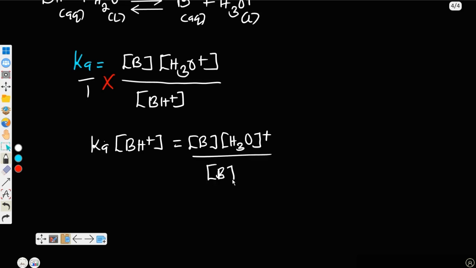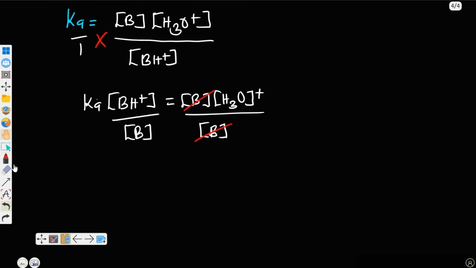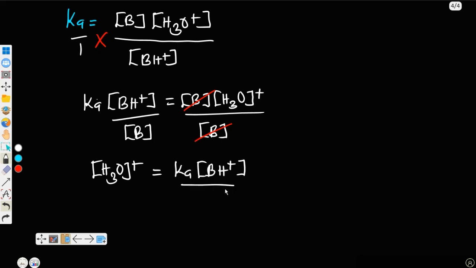To get that one, what do you do? Divide both sides by B. So that at the end of the day, B will cancel B. And then we are going to have H3O+ equals Ka times BH+ divided by B.